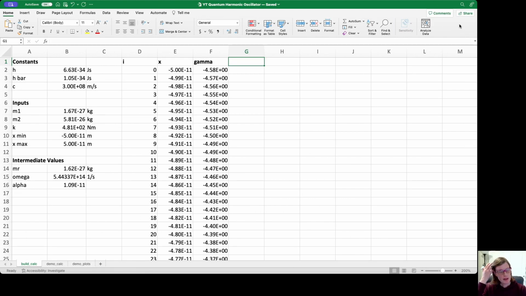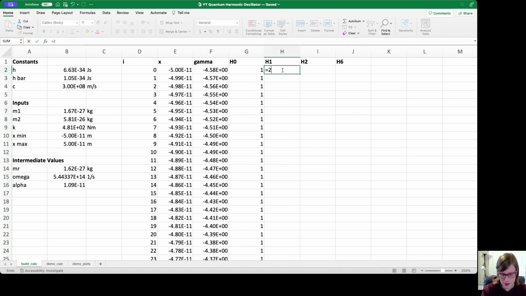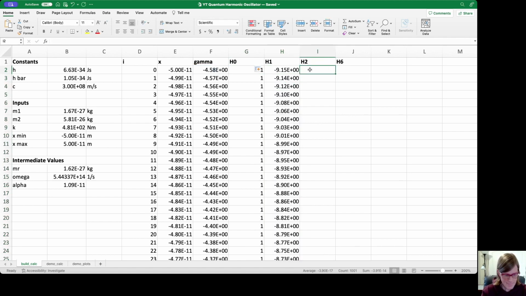Okay, from here we need to build out the factors of our wave function piece by piece. I'm going to start first with the Hermite polynomials. I'm going to call these columns h0, h1, h2, and h6, for v equals 0, v equals 1, v equals 2, and v equals 6. For h0, that's really easy. That's just going to be 1, and just drag 1 down everything, because that's just the result of the function. Then h1 is going to be 2 times gamma. Nothing hard about that.